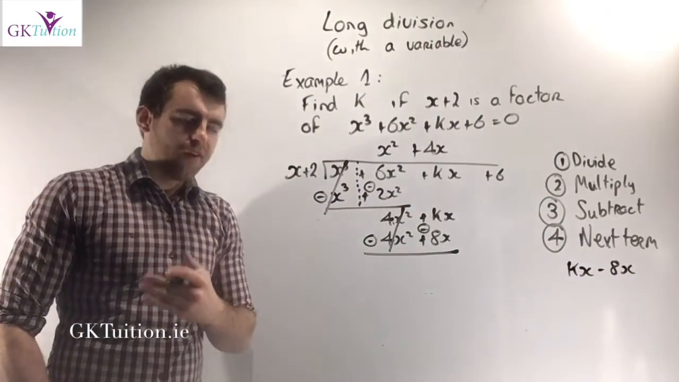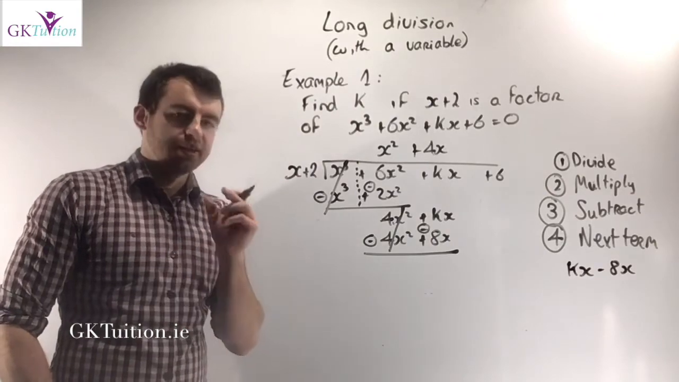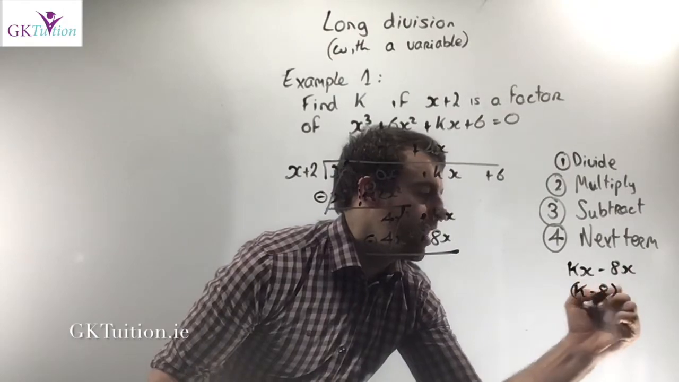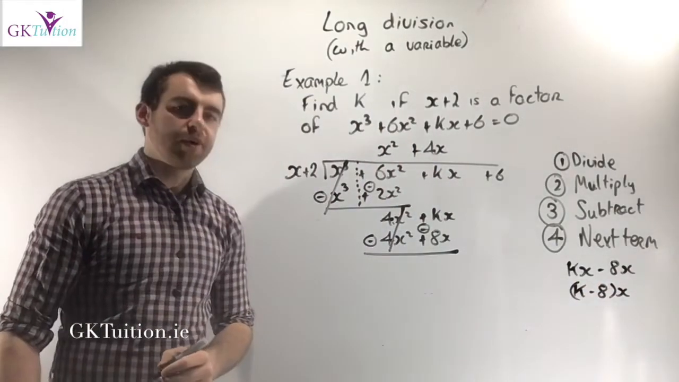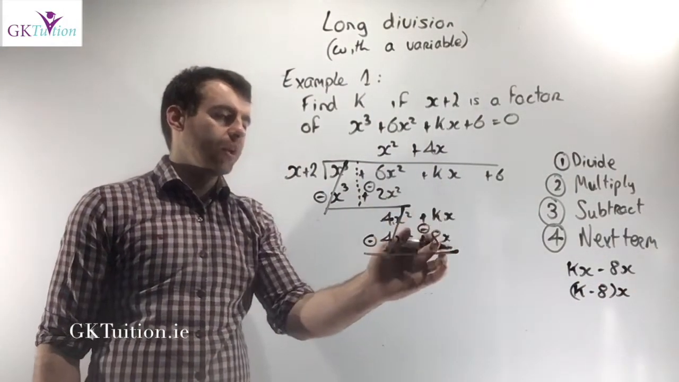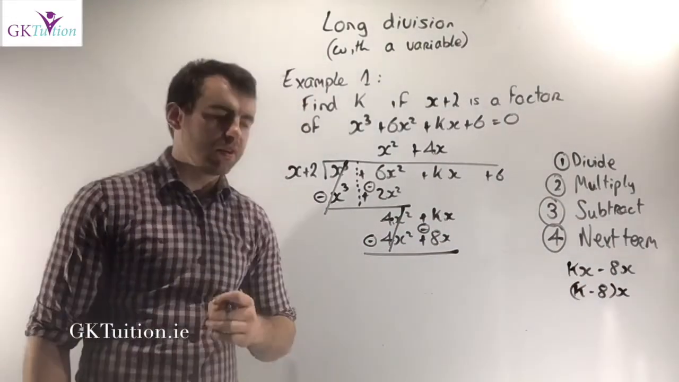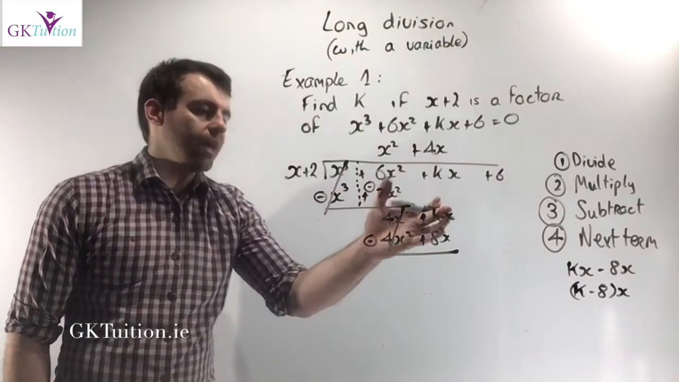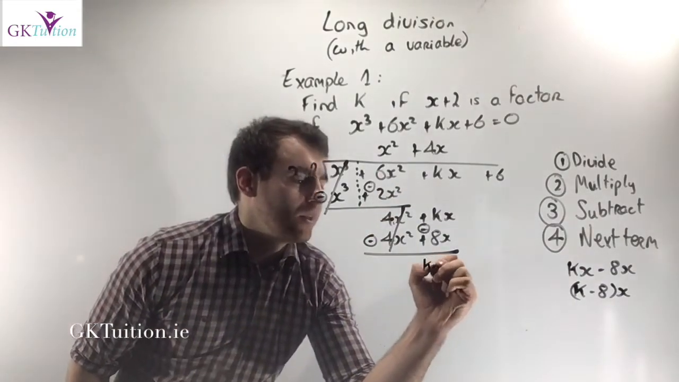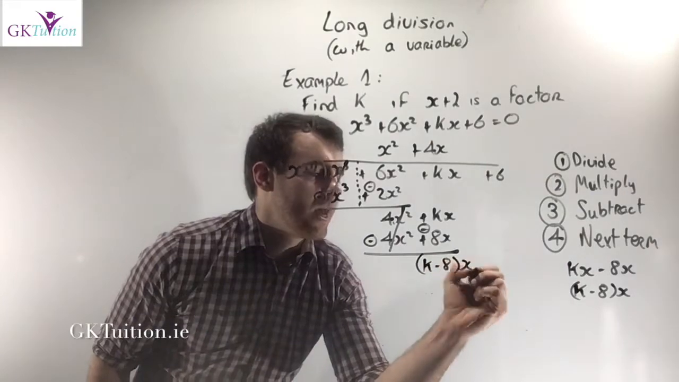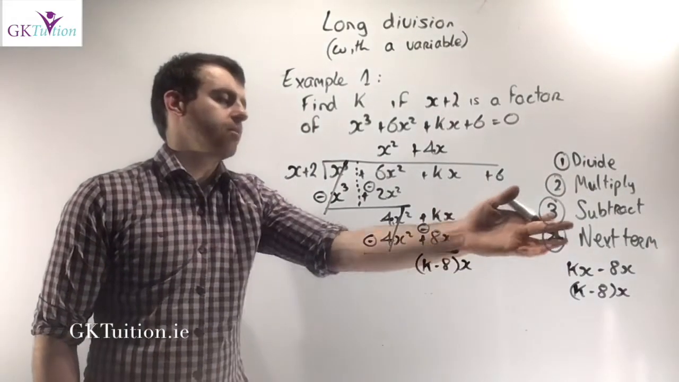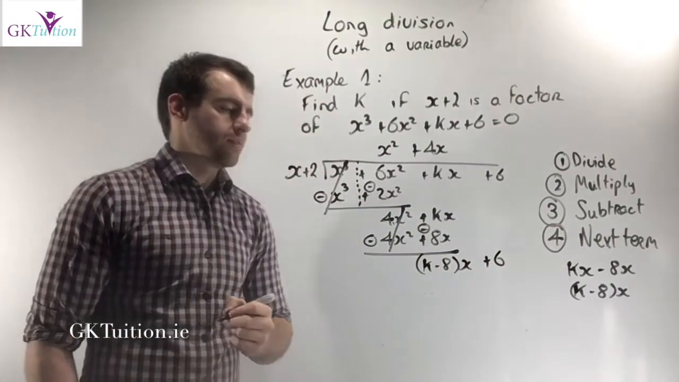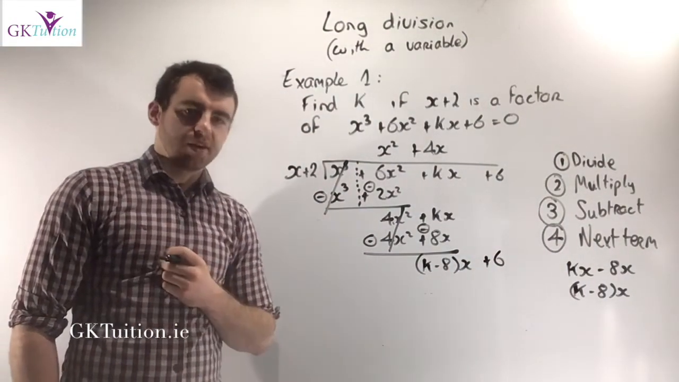What you want to do is factorize out your x, and write this as one term. If I factorize out my x, I can write this as k minus 8 times x. If you get into a habit of just, whenever you have a variable like that, you write it in your rough work and you factorize out your x, it's going to make these questions so much easier. So kx minus 8x can be written as k minus 8 times x. And that's my third step. And then I'm going to do my fourth step, which is to take down the next term, which is a plus 6. And now I'm just going to start my process all over again.